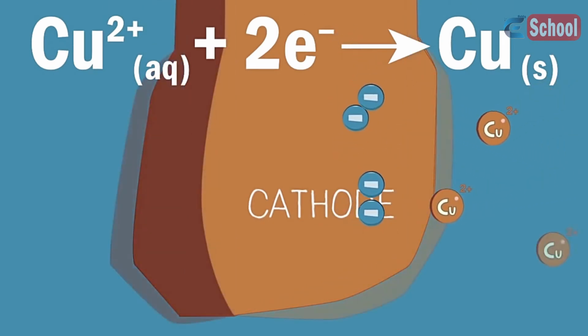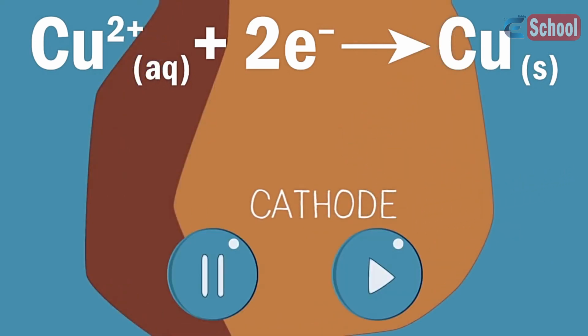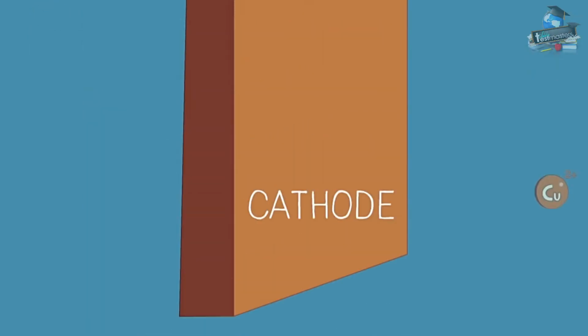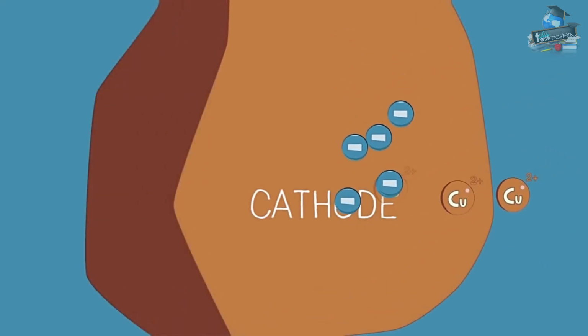As this happens, what do you notice happens to the size of the strip? Pause and continue when ready. The answer is that you should notice the cathode strip getting larger because pure copper metal is being deposited at the cathode. Did you get it right?